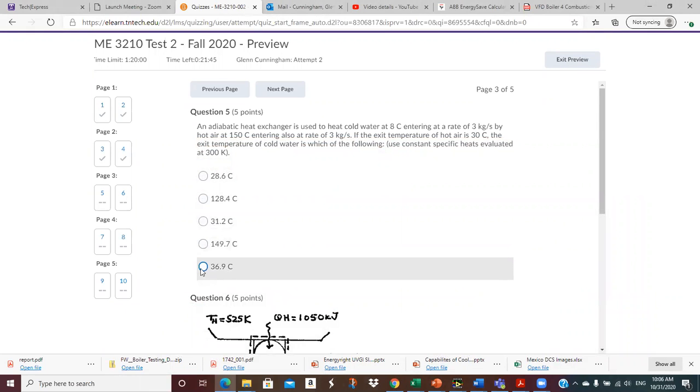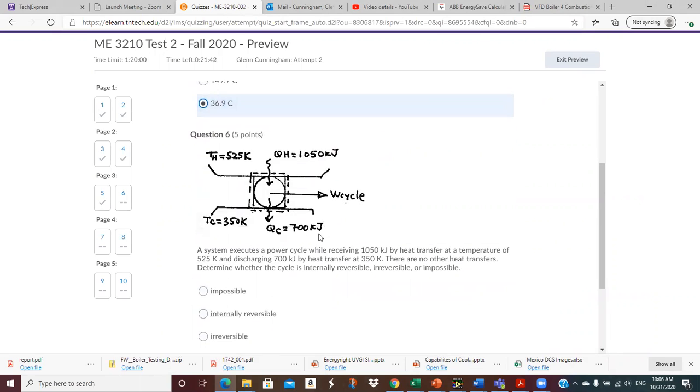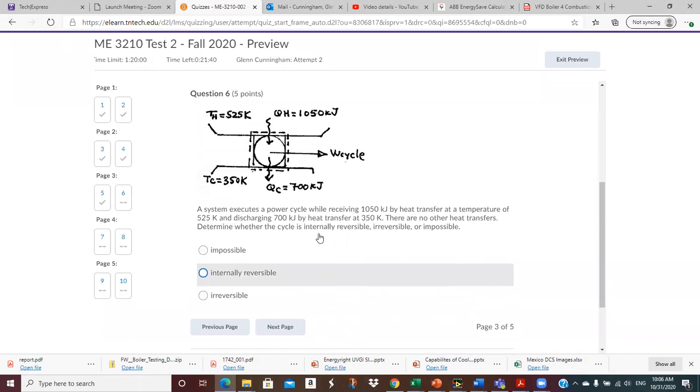So 36.86. Okay. So question number 6. A system executes a power cycle while receiving 1050 kilojoules of heat transfer at a temperature of 525 K and discharging 700 kilojoules to the low temperature tank at 350 K. There are no other heat transfers. Determine whether the cycle is internally reversible, irreversible, or possible.